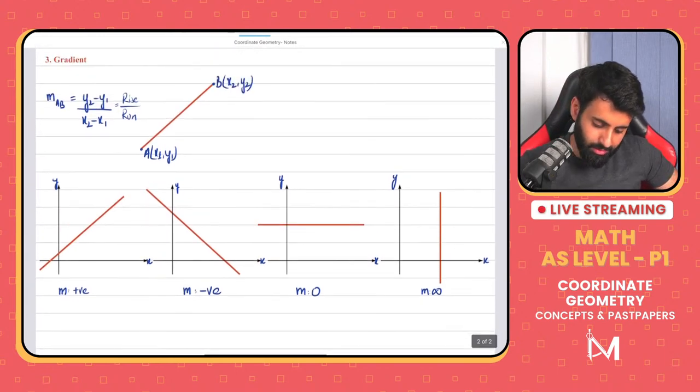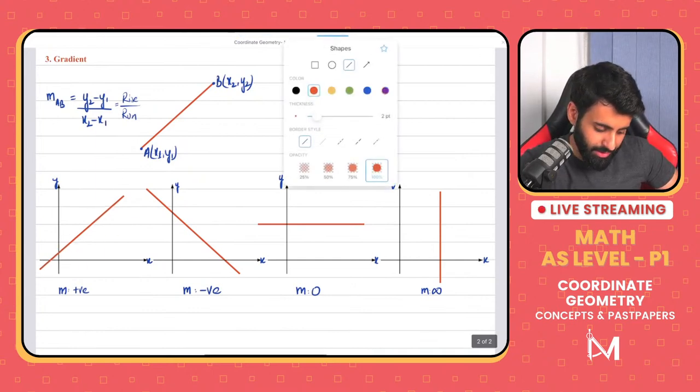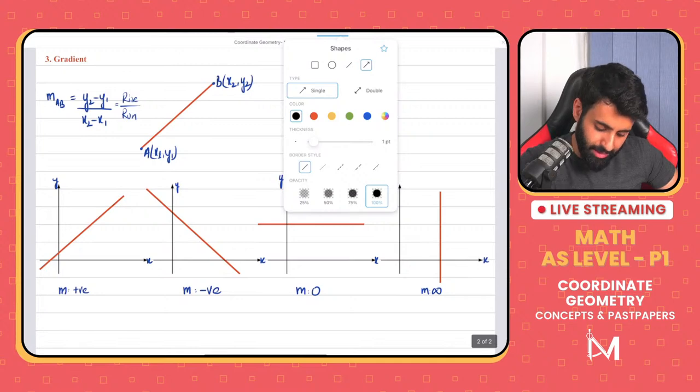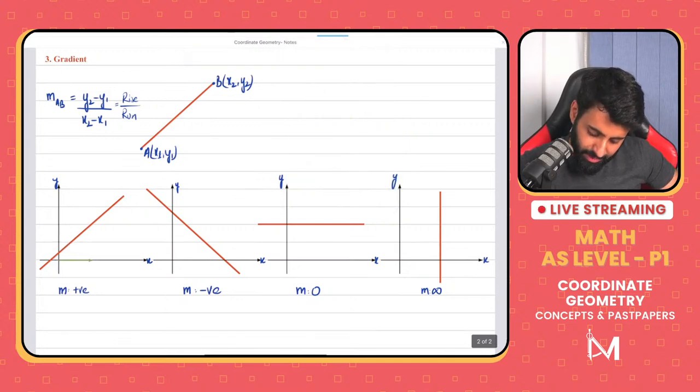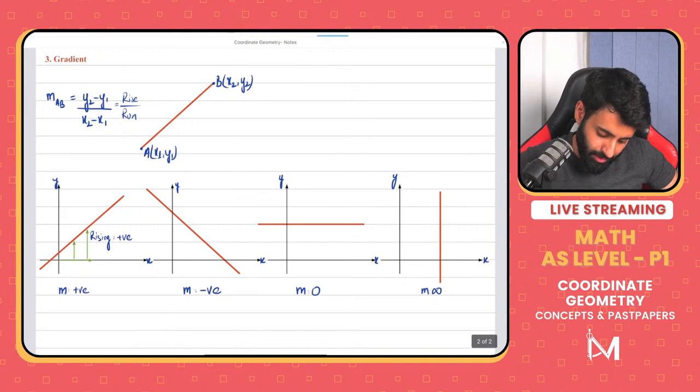So just remember that if you have a line that's upward sloping, how do we know that this line is upward sloping? We have a standard rule. We move towards the positive x-axis, and then you see what the line is doing. If the line is rising, which it is, as we move towards the positive x-axis, therefore this will have a positive gradient. And over here, if you move towards the positive x-axis, what is this line doing? This line is falling.